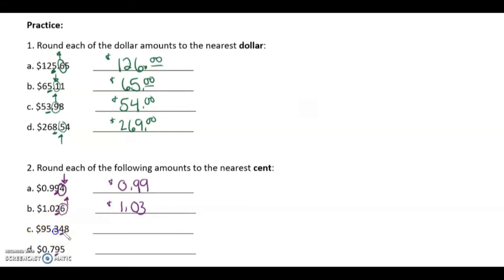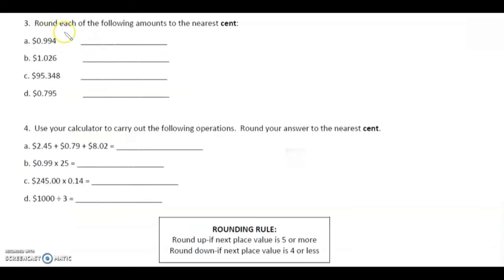And for 95.348, for this 8, we're going to round up. So 95.35, because the 4 is going to round up to 5. And for D, 0.795, we're taking a look at this 5. It's 5 or greater, so we're going to round up. So we round this 9 up. 9 rounds up to 10 though. So we're actually going to round this up to 80 cents. Okay, round each of the following amounts to the nearest cent. So the cent again is the second decimal place.